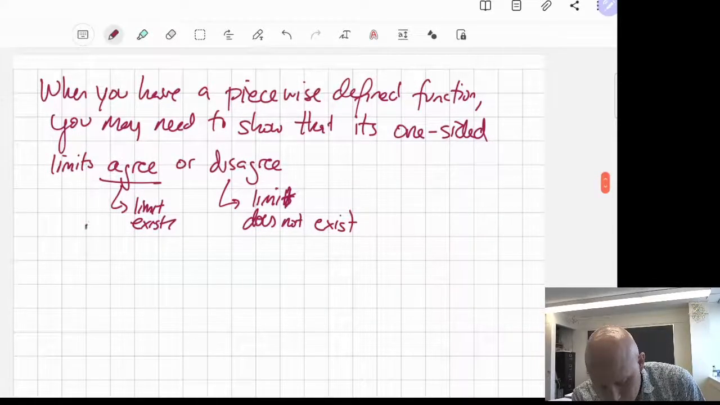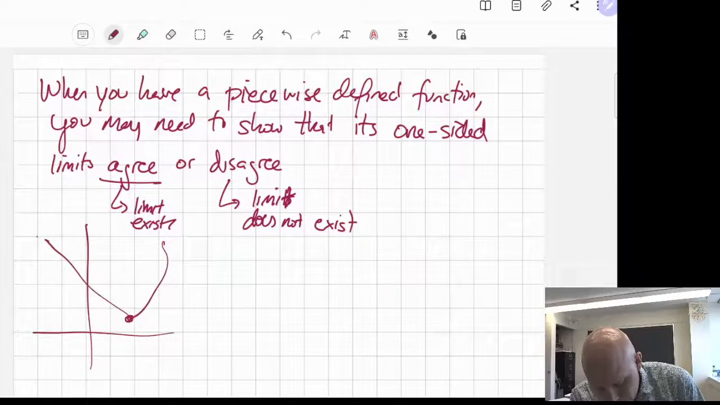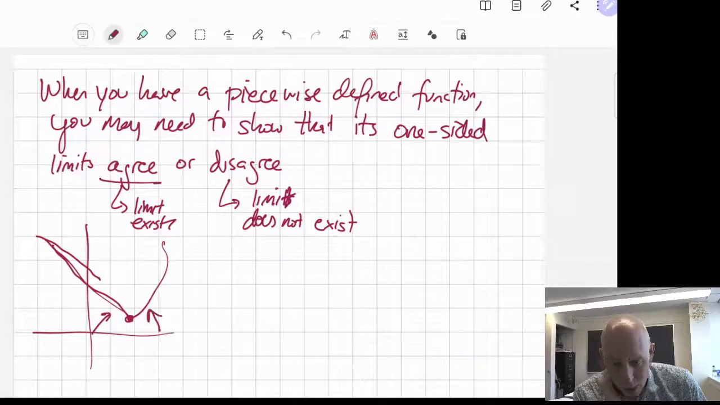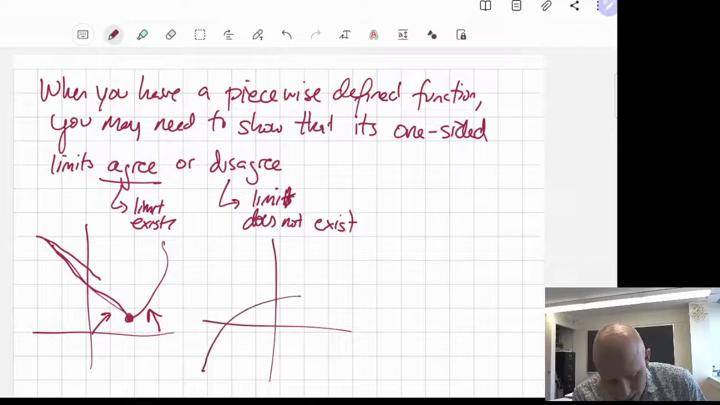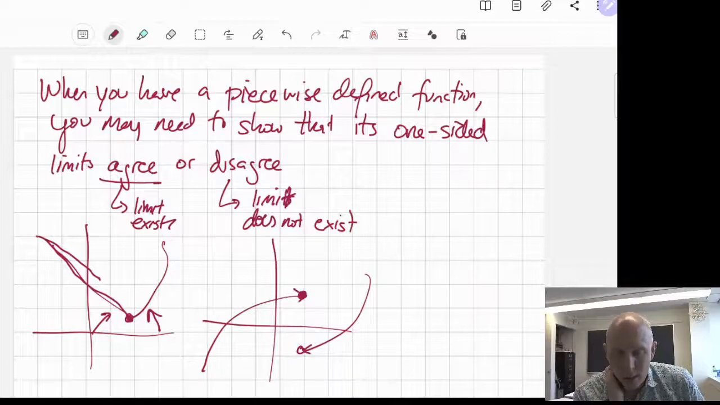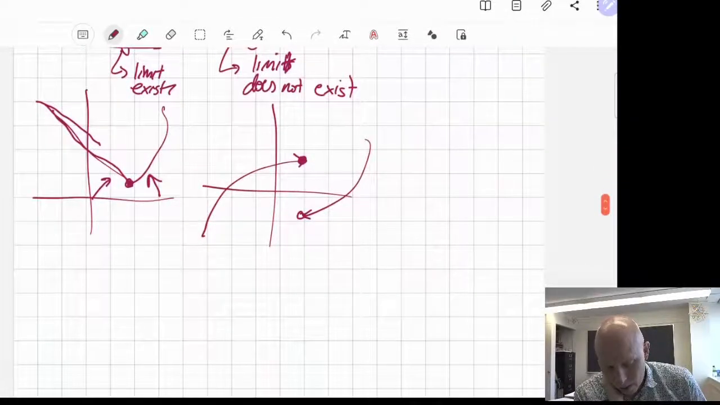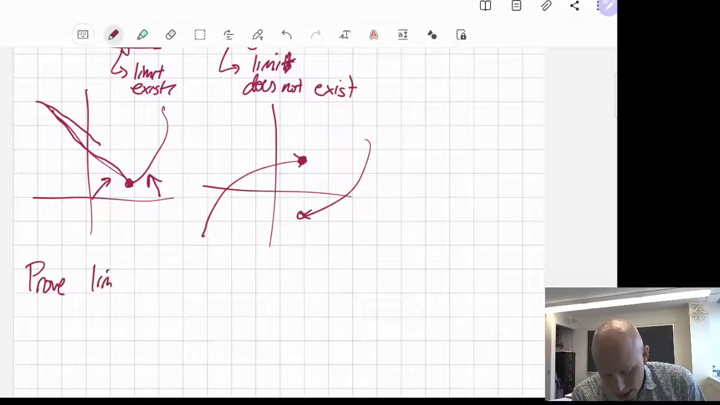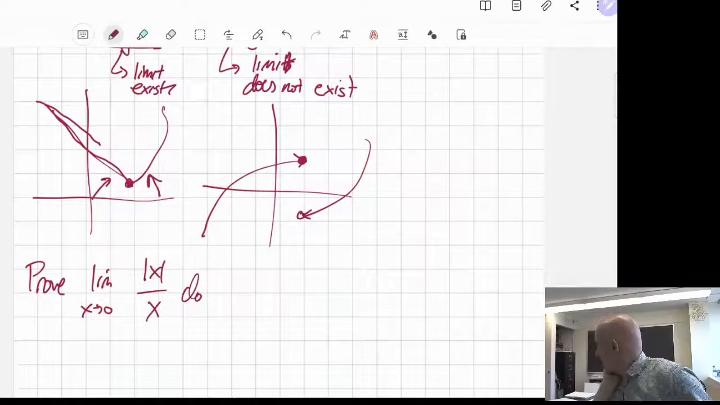So that's like our example last time, where we have a line and then a parabola. At this point, we can calculate that the limit exists on the left side, the limit exists on the right side, and they match. But an example where the limit doesn't exist is if you have a function on one side and a function on the other side, and their limits are different. So, for example, we might want to prove that the limit as x goes to 0 of the absolute value of x over x does not exist.